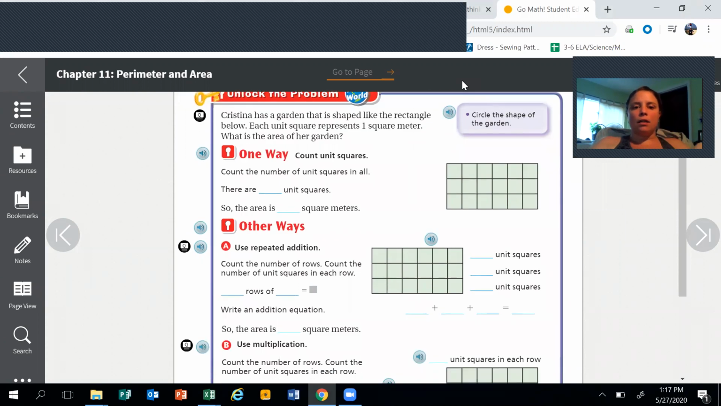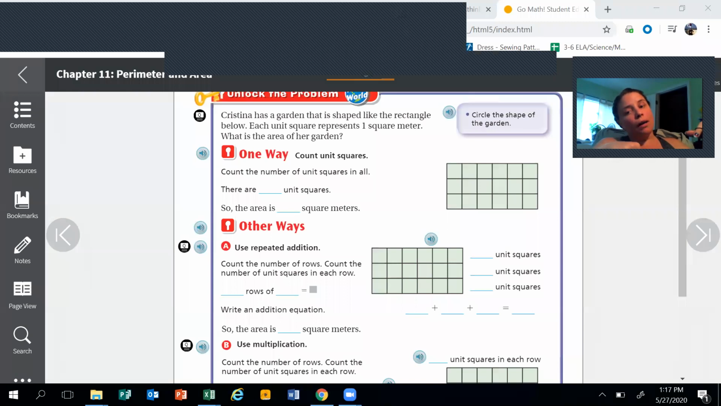Christina has a garden that is shaped like a rectangle below. Each unit square represents 1 square meter. What is the area of her garden? So the number one thing we do to figure out area is we count all the squares, right? So you know me, I like it when you draw in the squares and you put your numbers in it. So let's start by doing that. Okay, move this so it's out of the way.